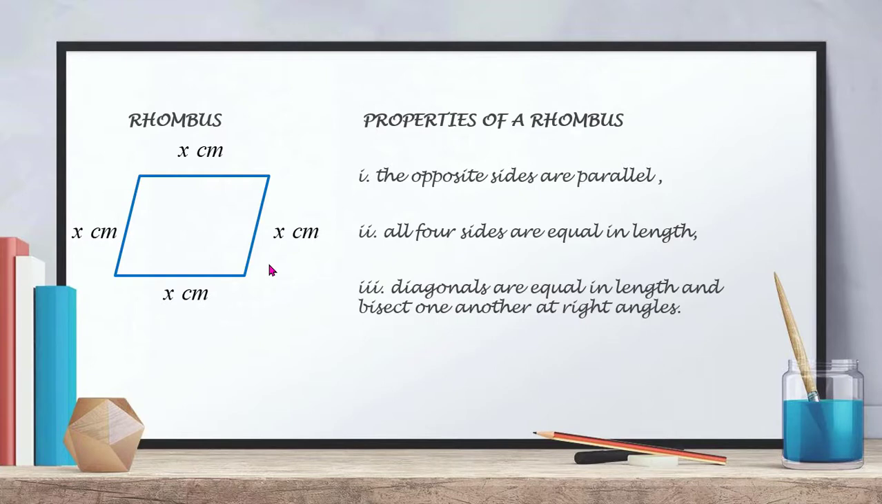The diagonals are also equal in length and bisect one another at right angles. These diagonals are equal in length and they bisect at 90 degrees. Recall, the square's diagonals are also equal in length and they bisect each other at 90 degrees.